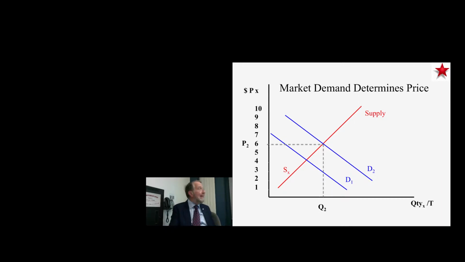If demand is at D1, you'd have this price and quantity. If demand increases, then the market would adjust. Sellers would raise price and produce more.